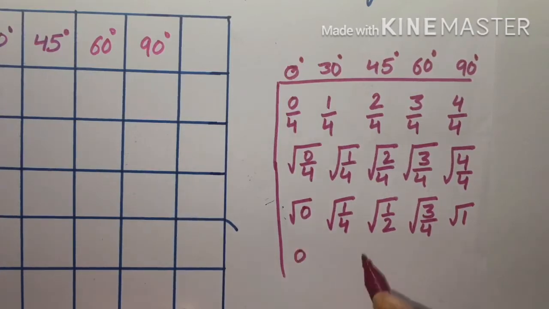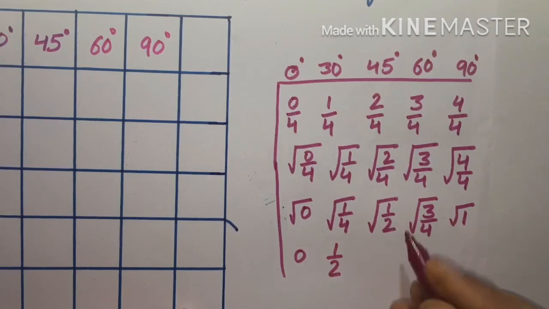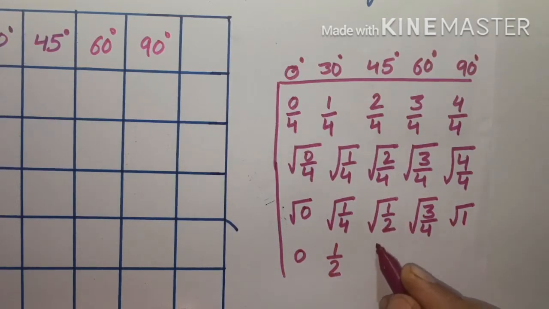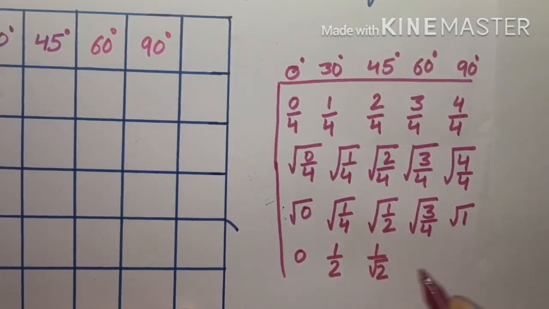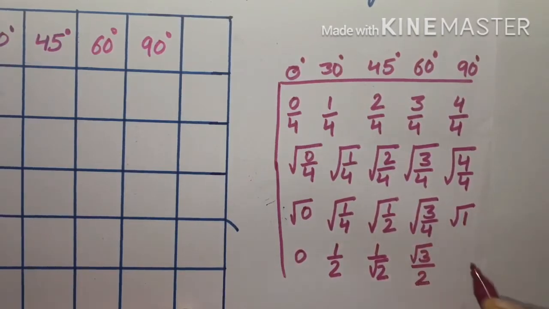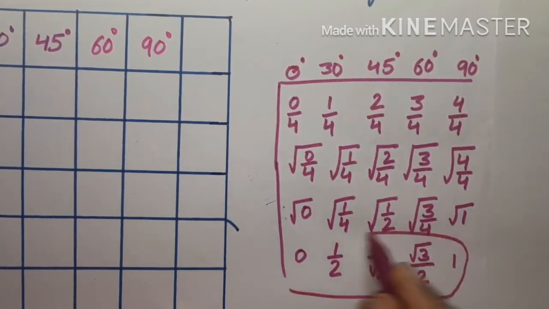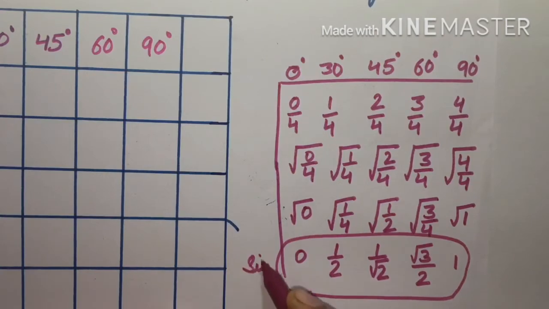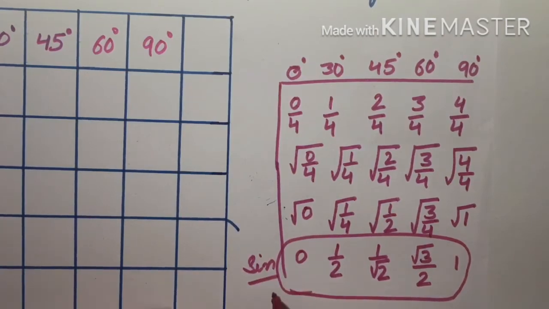So root 0 is 0. Root of 1 upon 4 is 1 upon 2. Root of 1 upon 2 is 1 upon root 2. Root of 3 upon 4 is root 3 upon 2, and root 1 will be 1. So these are the values for the trigonometric ratio sine.